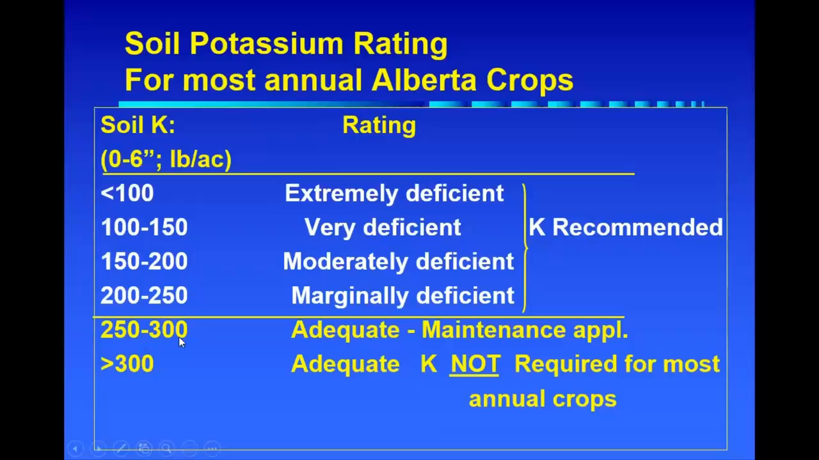If you're between 250 and 300, really that's adequate, but you might want to put on a maintenance application just to make sure you don't run into a deficiency. But once you're over 300, really no need for potassium for most annual crops, with the exception of high producing irrigated crops like sugar beets or potatoes or alfalfa.